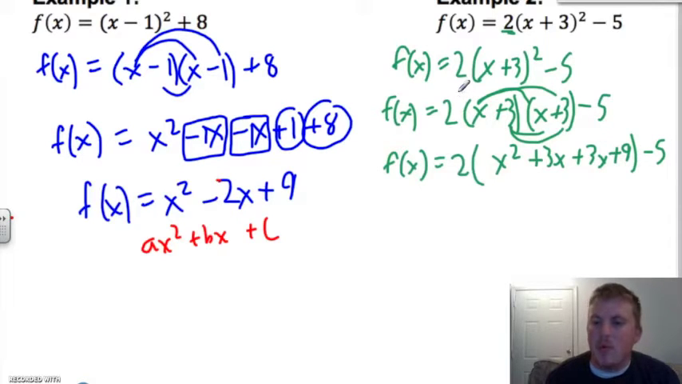Now notice that when we're multiplying this term times this term, this minus 5 is going to be a separate little piece off to the side here.